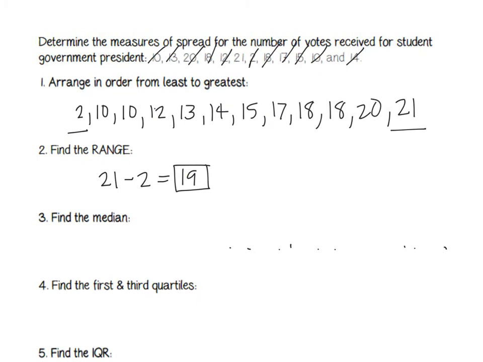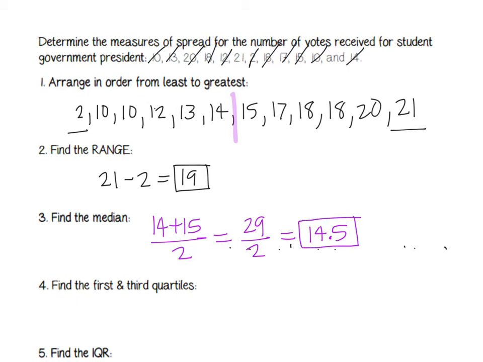When we do this, to find the median, we need to find the middle, which means I already know there's 12 numbers, so my middle is right here. I need to add the numbers on either side of that line, divide by 2 to get my median. So when I do that, I have 29 divided by 2, and when I solve that out, my median is 14.5.